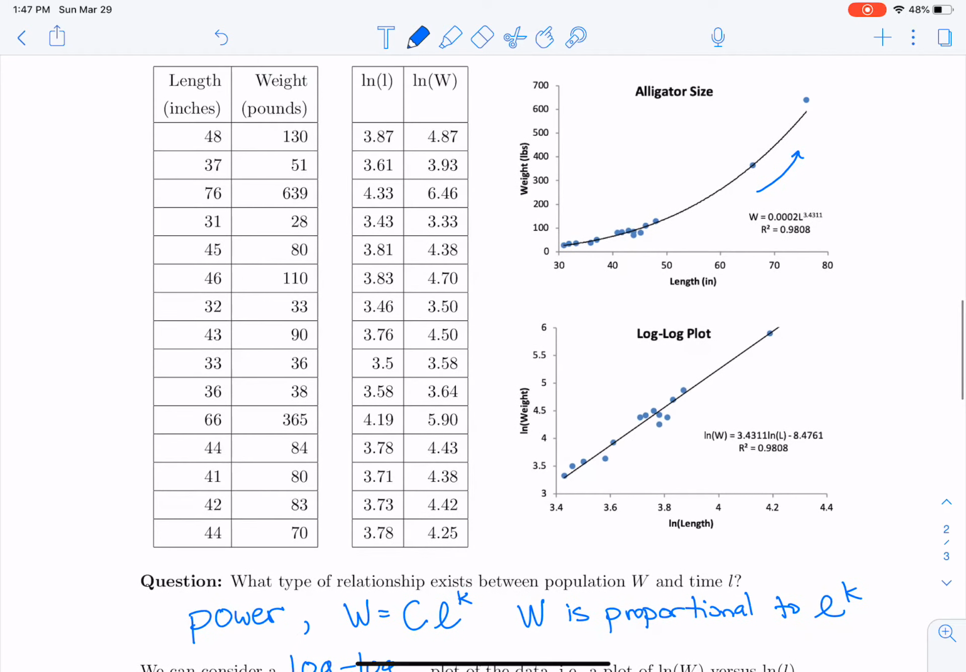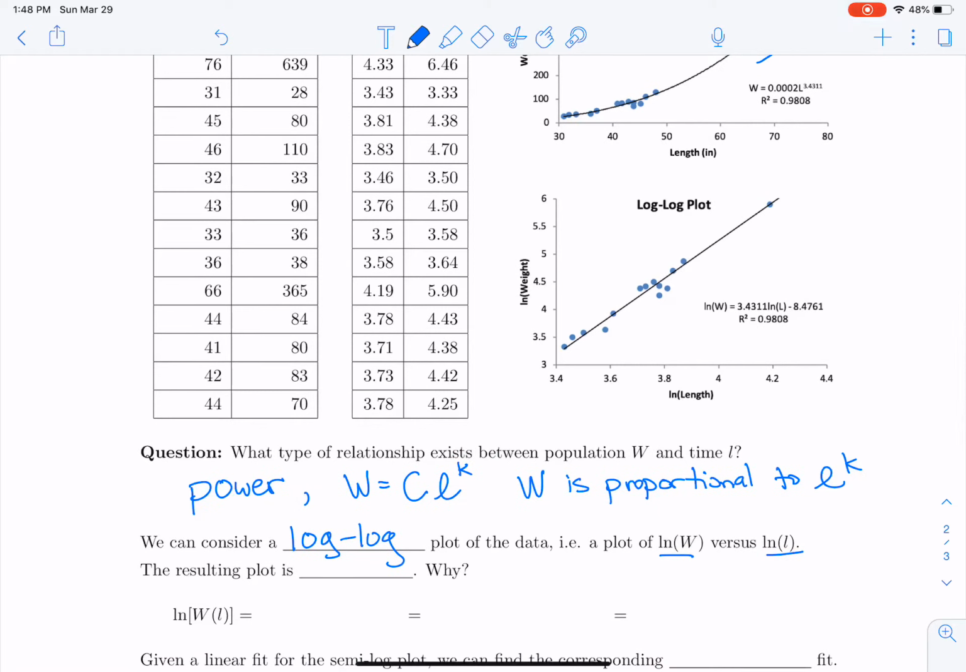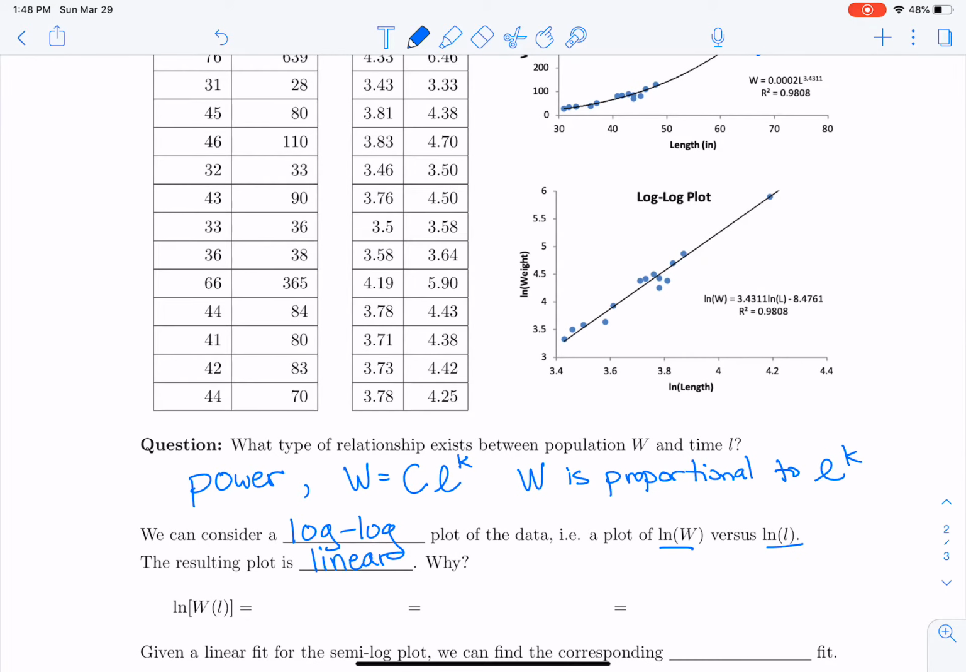So what I've done is I've made a list of the data points where I've taken the natural log of the length and the natural log of the weight. And then when I plotted it, notice that when I'm looking at this log-log plot, again, it appears that a line is the best fit, that there's a linear relationship between the natural log of those two quantities. So the resulting plot is linear. Now, why would that be the case?